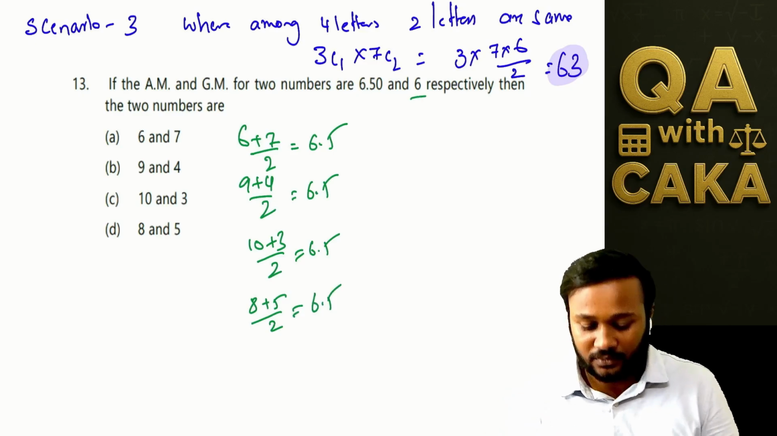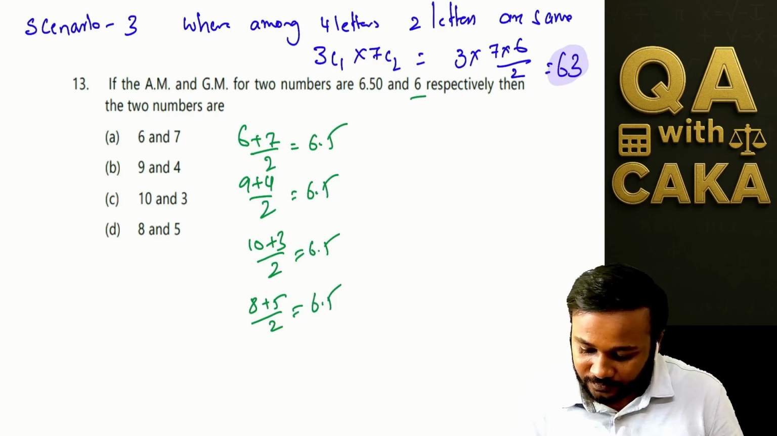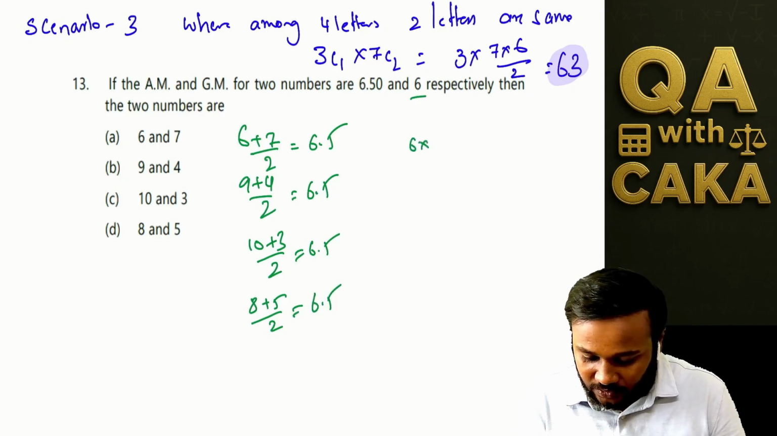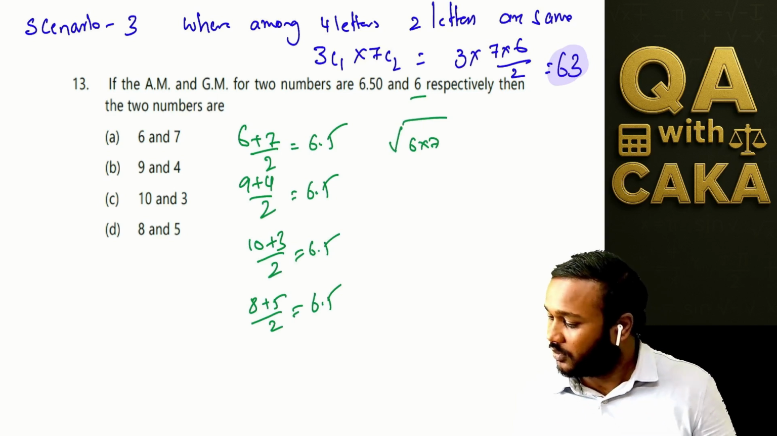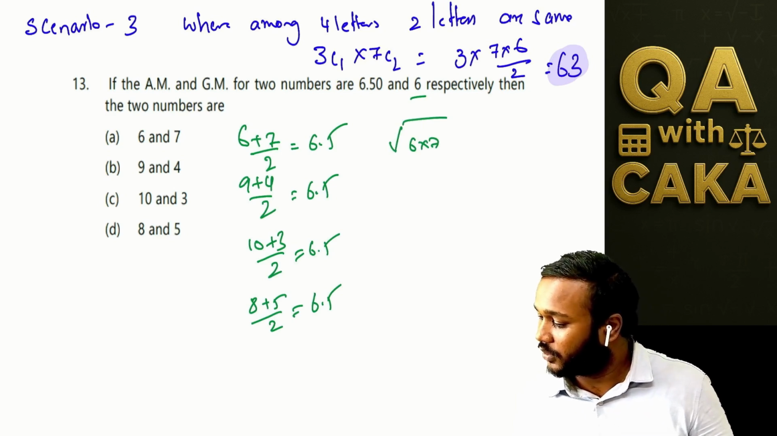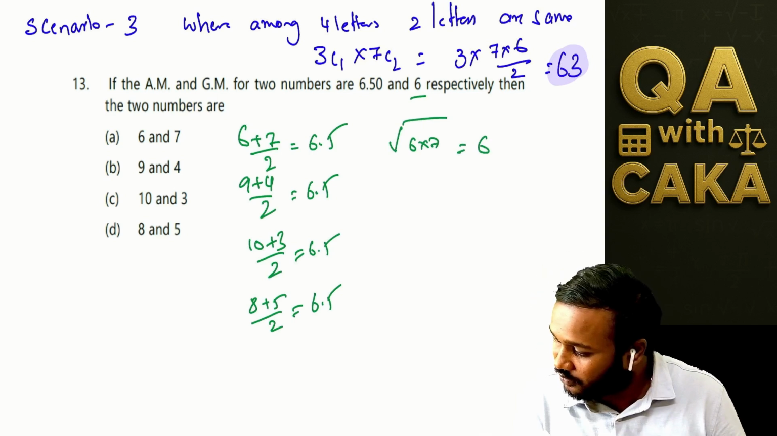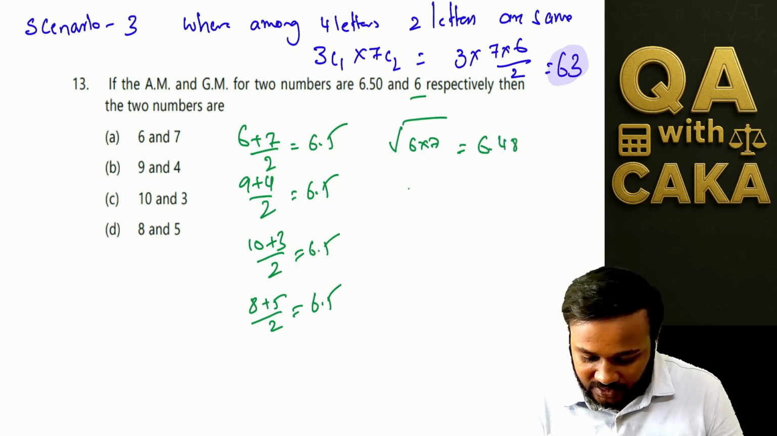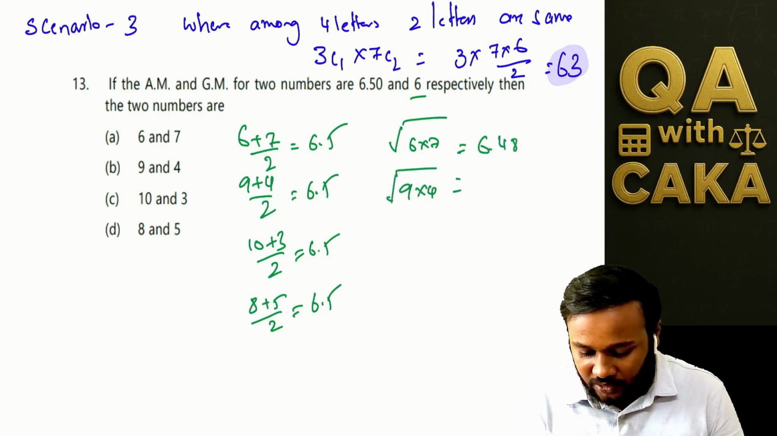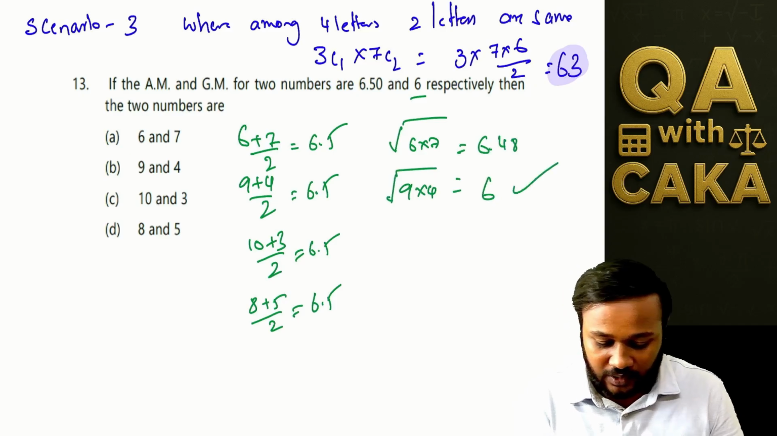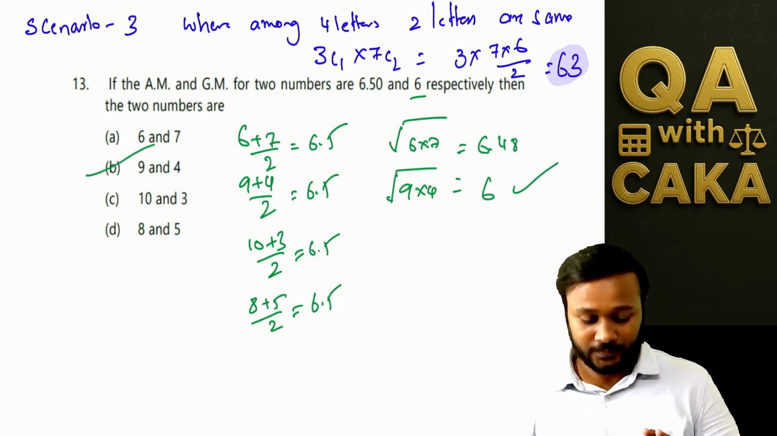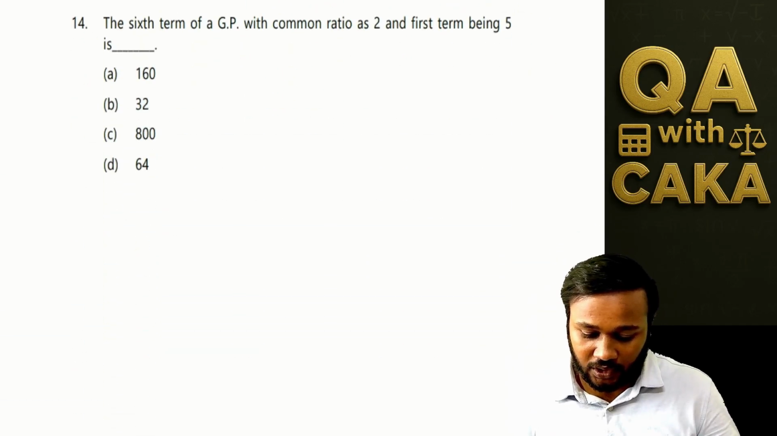What is the formula of GM? Under root of XY. Okay. 6 into 7, root 42. The root of 42 is nothing but 6.4. So we need the answer 6. So 9 into 4, root 36, which is 6. So option B is your right answer. Clear? Okay. Next question, 14th question on your screen.